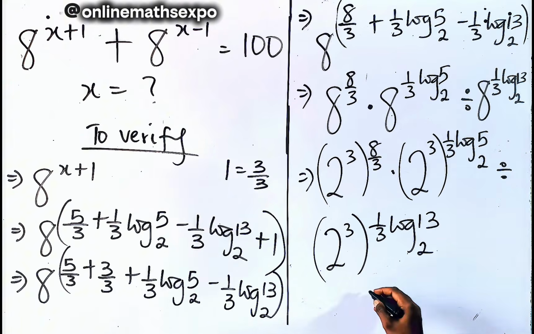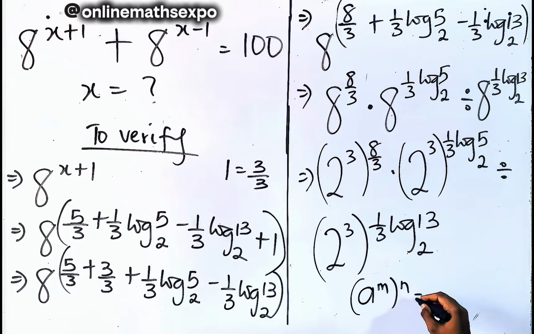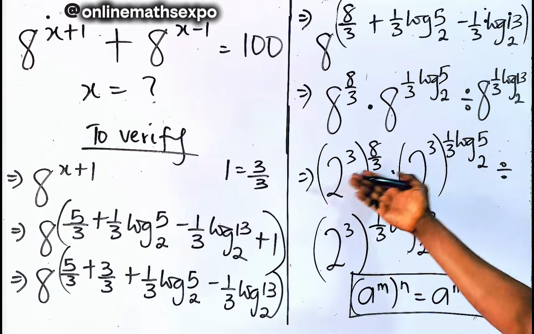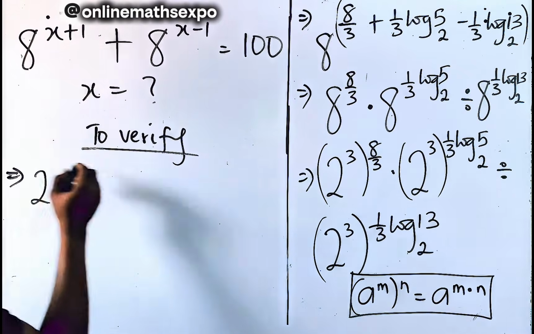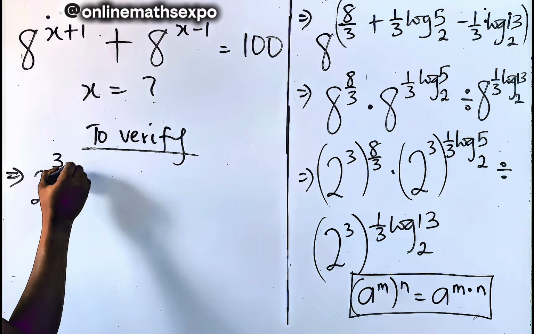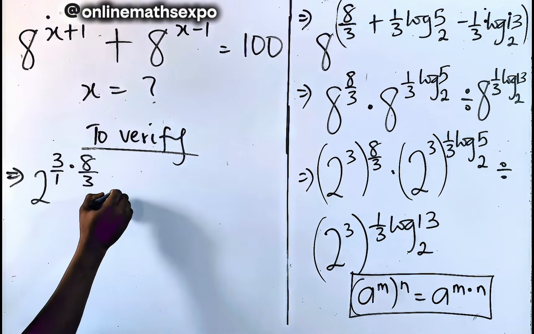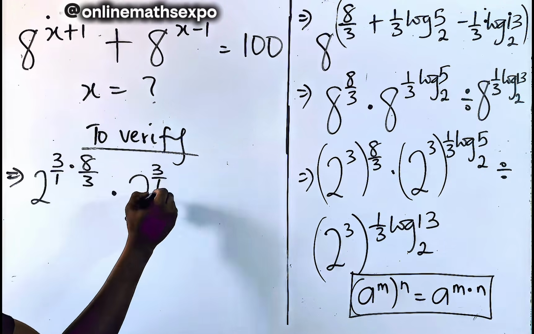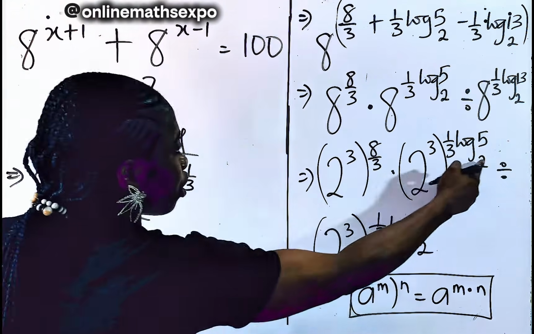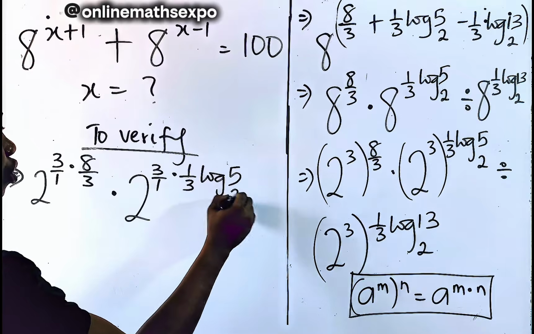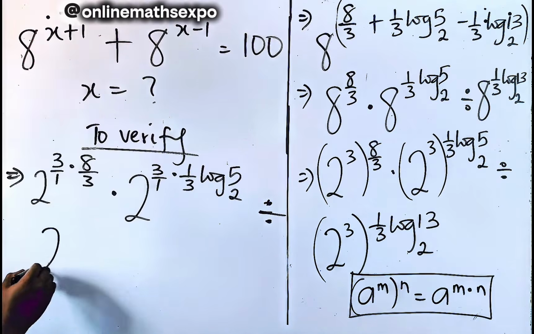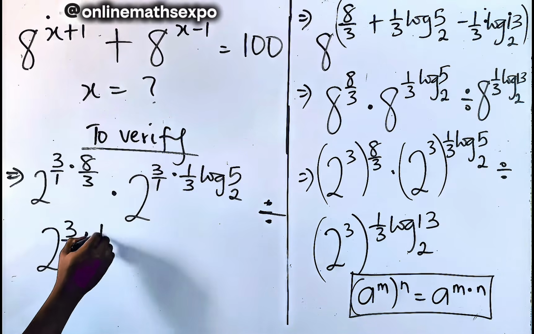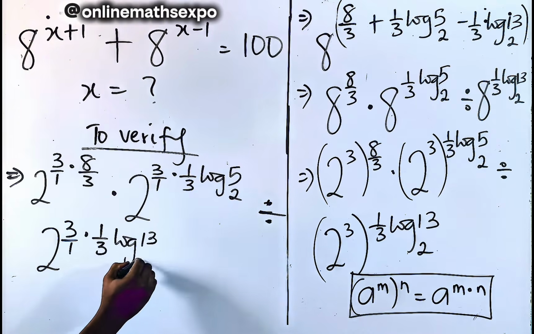So we simplify. Remember, for every a to the power of m raised to power n, it is a to the power of m multiplied by n. So we are going to apply this here. To do that, we have 2 to the power of 3 on 1 multiplied by 8 on 3, to be multiplied by 2 to the power of 3 on 1 multiplied by 1/3 of log 5 base 2. Then we are dividing by 2 to the power of 3 on 1 multiplied by 1/3 of log 13 base 2.